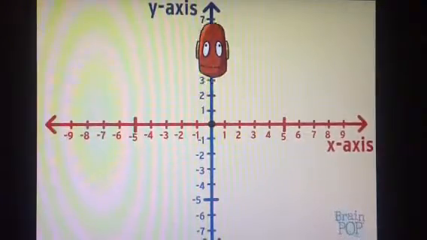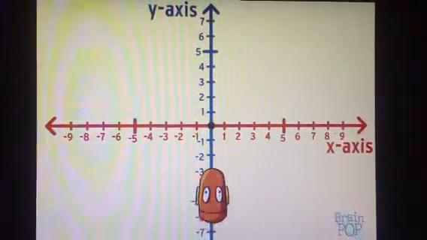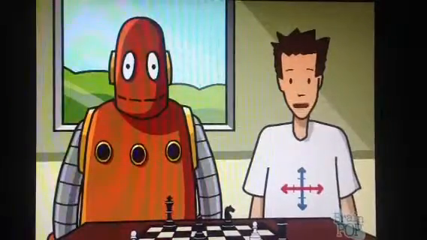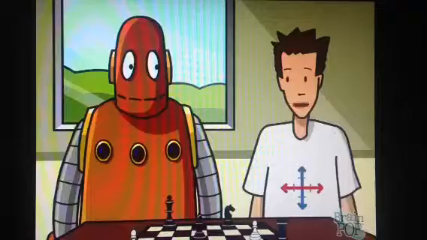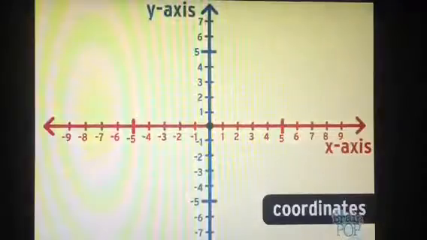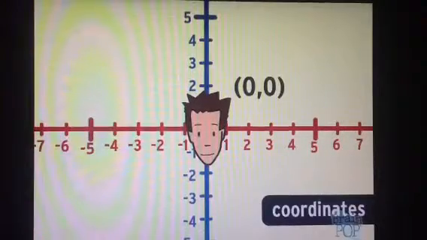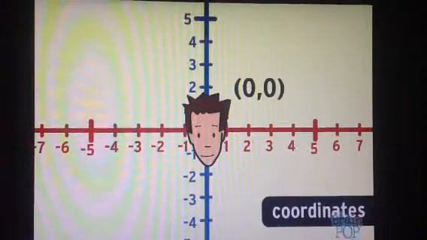The other line represents vertical distance from the origin. That's called the y-axis. These lines help us find our way around the plane. Well, everything starts from the origin. The coordinates, or the address of the origin, are 0, 0. That means to find the origin, you have to move 0 units horizontally and 0 units vertically.